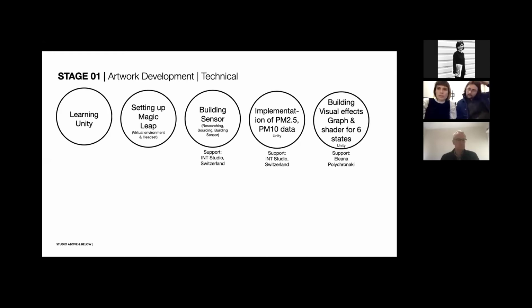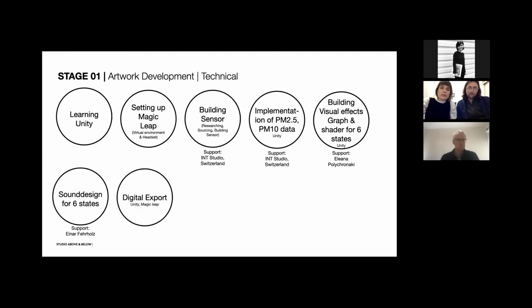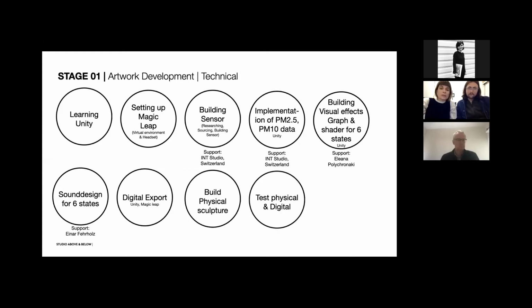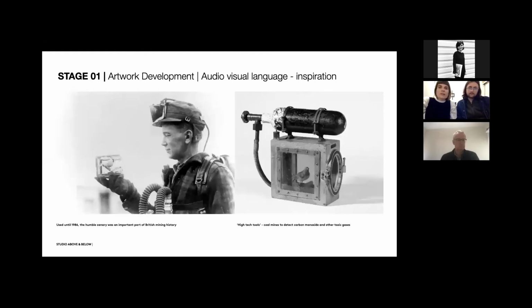Building the visual effects, using the visual effects graph for 6 states of pollution in our artwork. It included sound design, the digital exports using Unity and Magic Leap, building a physical sculpture, testing the physical and digital interaction, and documentation.